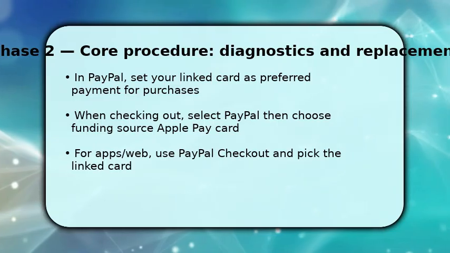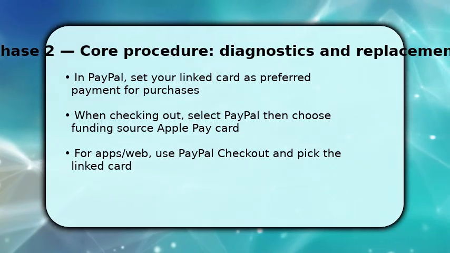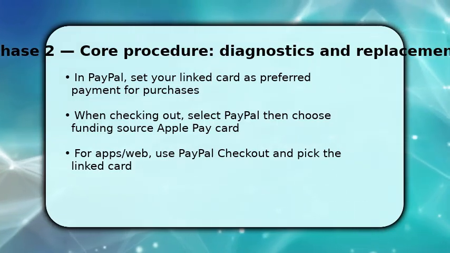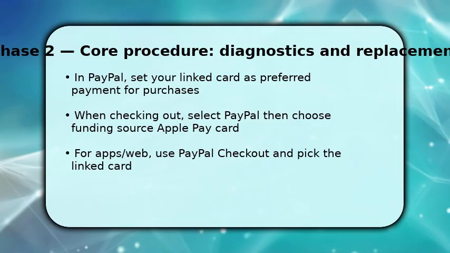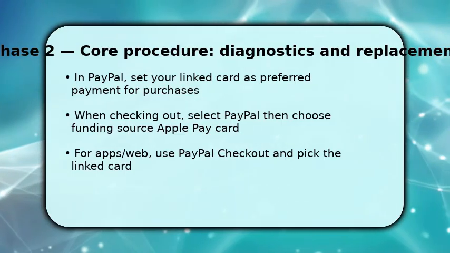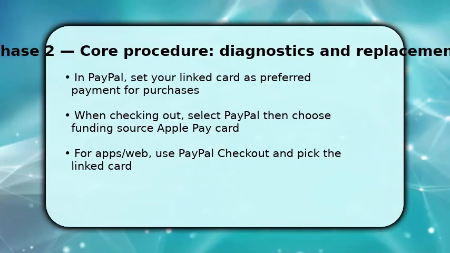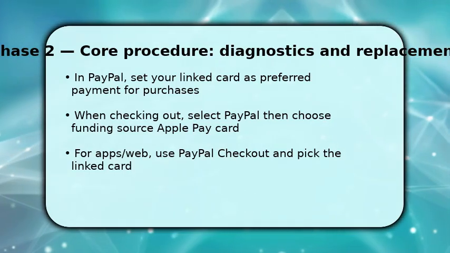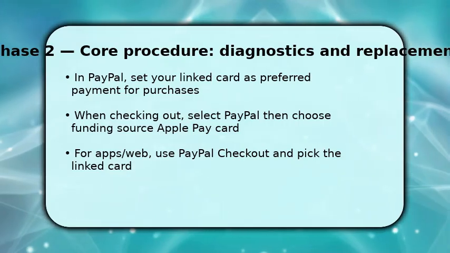When you check out on a merchant that supports PayPal and Apple Pay, choose PayPal Checkout, then select the linked card as the funding source. You might see an option to pay with Apple Pay directly. If so, confirm the linked card is the one shown before authorizing with Face ID or Touch ID.